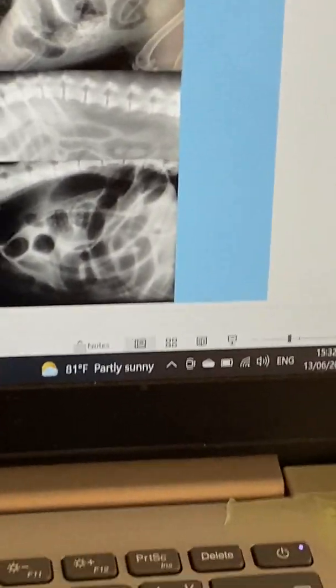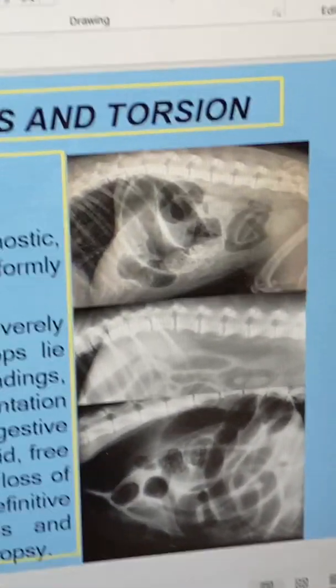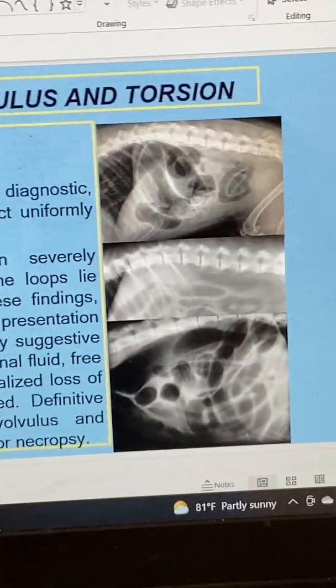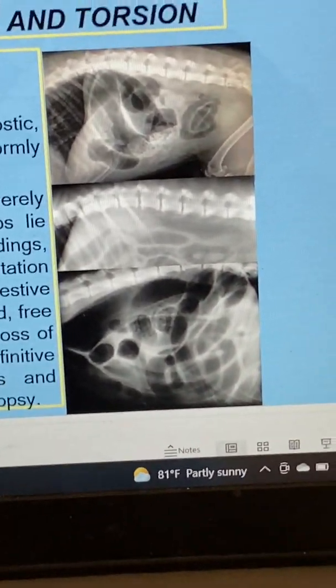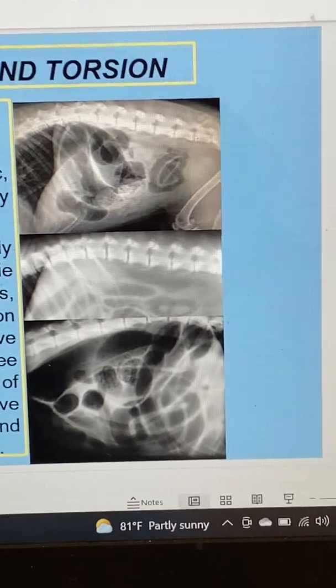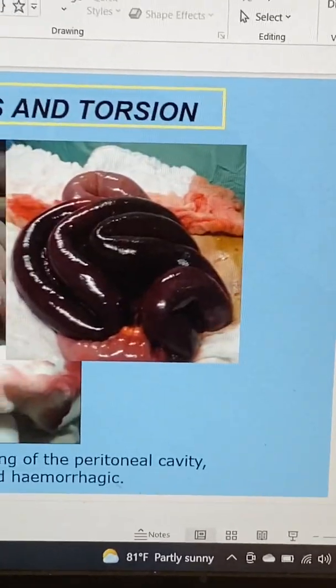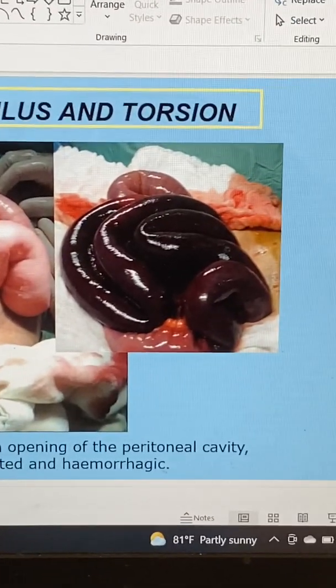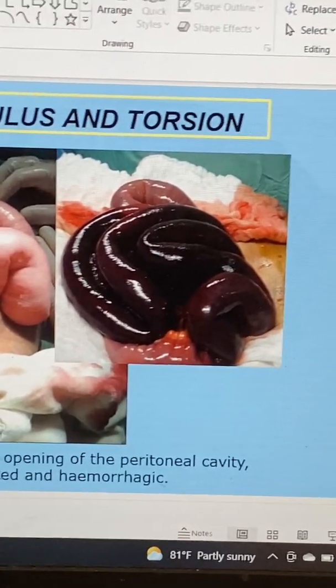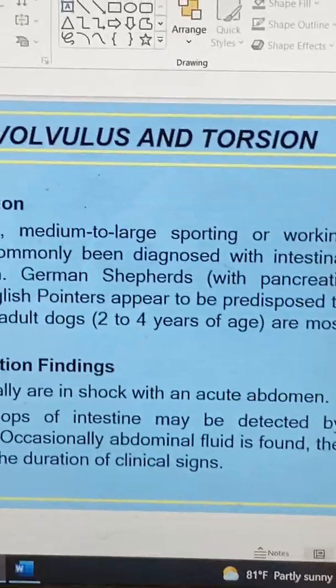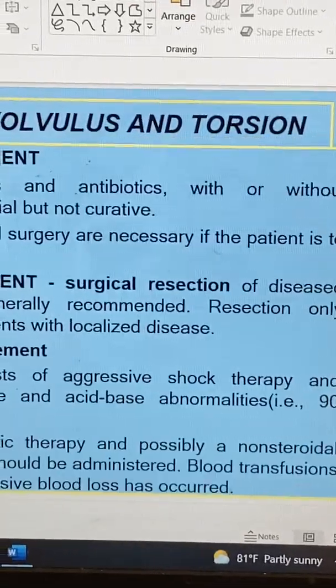You'll treat the shock basically using fluids, for the electrolytes, hydration, and antibiotics, of course, to treat any infection. Surgically, you would also cut open the diseased intestine. So for example here, we would get rid of this very dark, dodgy looking intestine and use analgesics post-op as well, because of course it's a very painful procedure, intussusception anywhere.